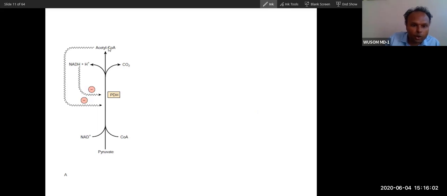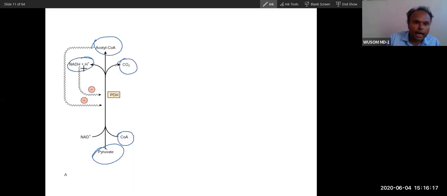Now we have already told you about this pyruvate. You can see the pyruvate and coenzyme A coming here. So pyruvate is converted into acetyl coenzyme A. What is released is carbon dioxide, and what is formed is NADH. Now these two are products here, so the product will inhibit the reaction.